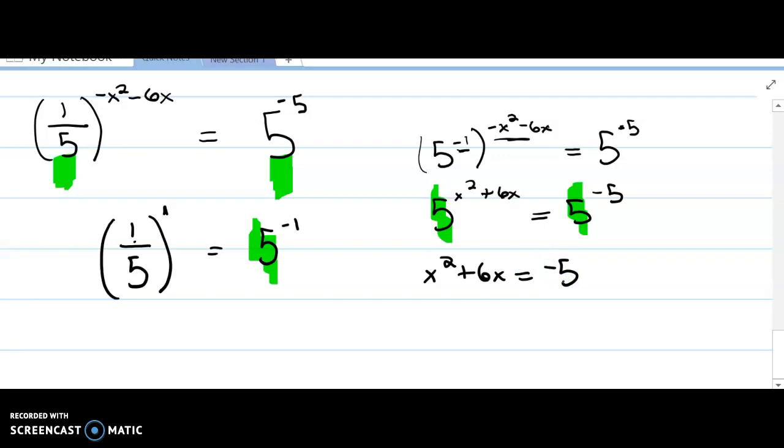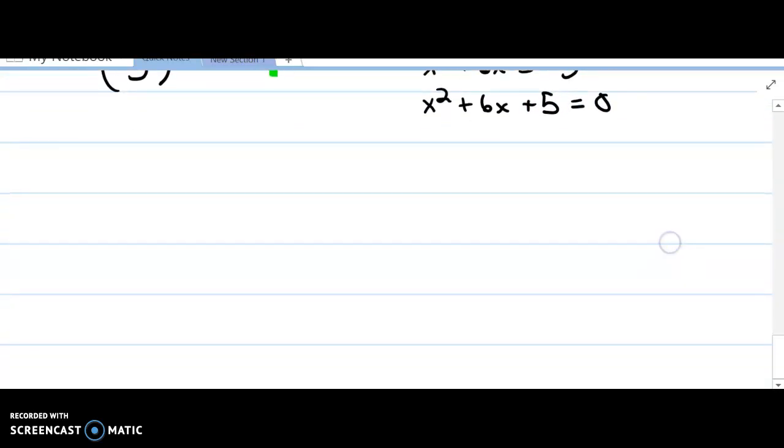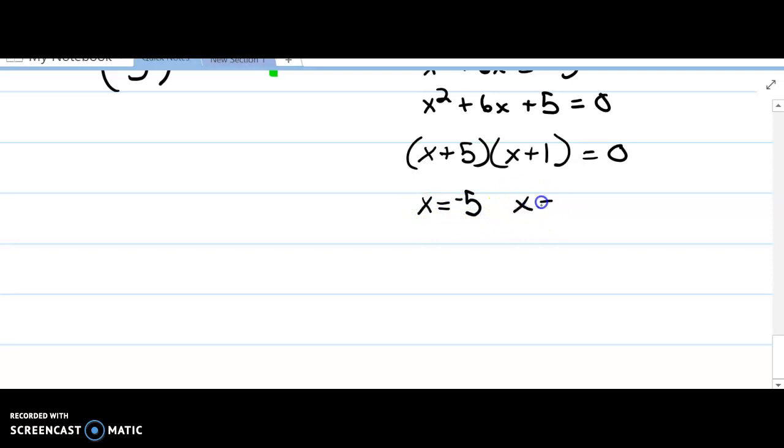In order to solve this, I'm going to get one side equal to 0. x squared plus 6x plus 5 is equal to 0. I'm going to try to factor this. Factor: x plus 5 and x plus 1 equal to 0. Set both equal to 0. I get x is equal to negative 5 and x is equal to negative 1.